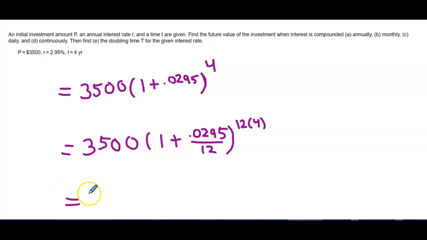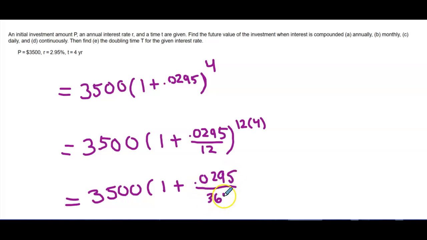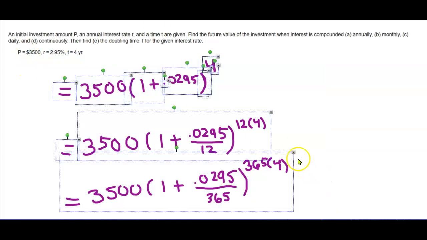Then they asked to do it daily, where we divide the growth rate into 365 pieces, and then throughout each year, apply the growth factor 365 times. So that's 365 times 4, since this is again over 4 years.